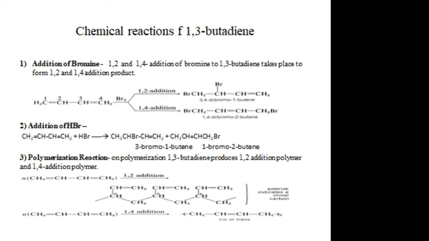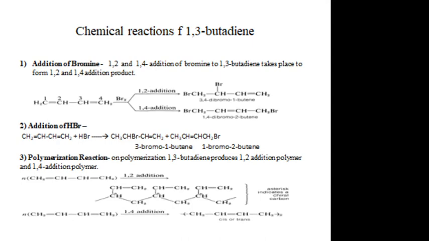The first reaction is addition of bromine. When we add bromine to 1,3-butadiene, we get two compounds, the 1,2 addition and 1,4 addition products, that is 3,4-dibromo-1-butene and 1,4-dibromo-2-butene. When we add HBr, again the same kind of addition reaction takes place. So we get 3-bromo-1-butene and 1-bromo-2-butene as products.